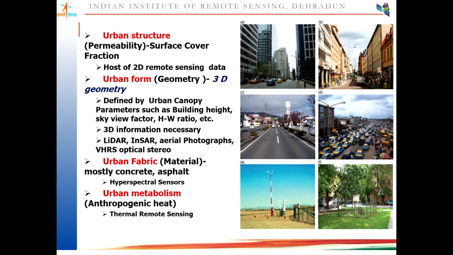optical stereo. If you look at urban fabric, it is mostly made of concrete or asphalt. But if we want to look at the tiled structures or differentiate between asphalt road and concrete, then we need hyperspectral data. The fourth aspect of your urban climate is urban metabolism, or the anthropogenic heat, or the surface urban energy flux. For this, thermal remote sensing can help us. Now we'll discuss each aspect of our urban microclimate one by one.